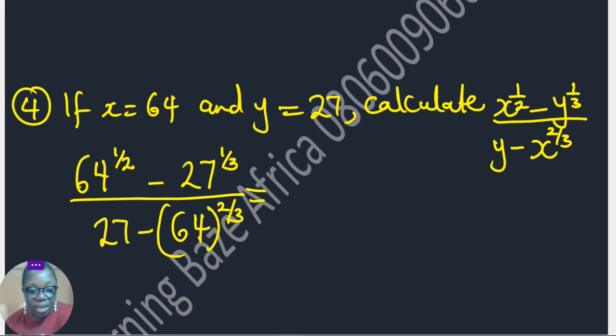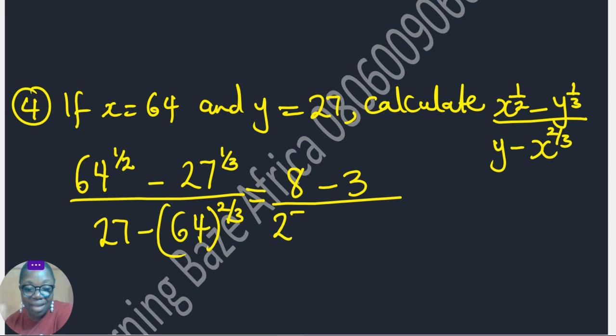Now begin to evaluate. 64 raised to power half means the square root of 64, and the square root of 64 is 8. Minus 27 raised to power 1/3. It means the cube root, and the cube root of 27 is 3, because 3 times 3 is 9, 9 times 3 is 27. Okay, so now let's simplify the denominator.